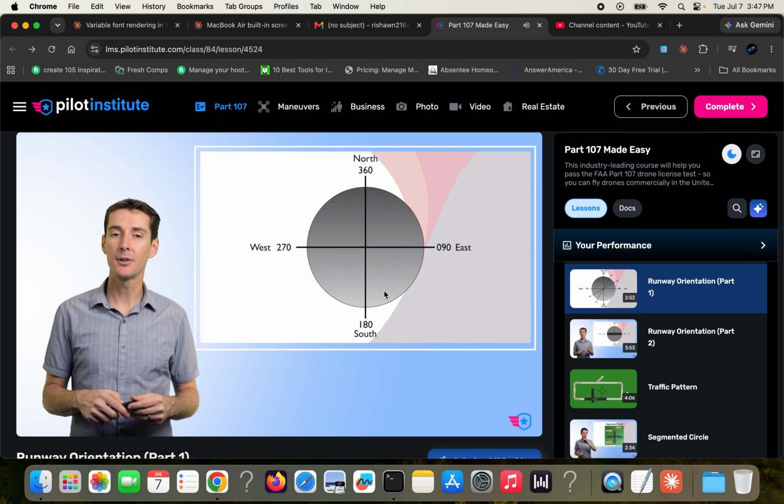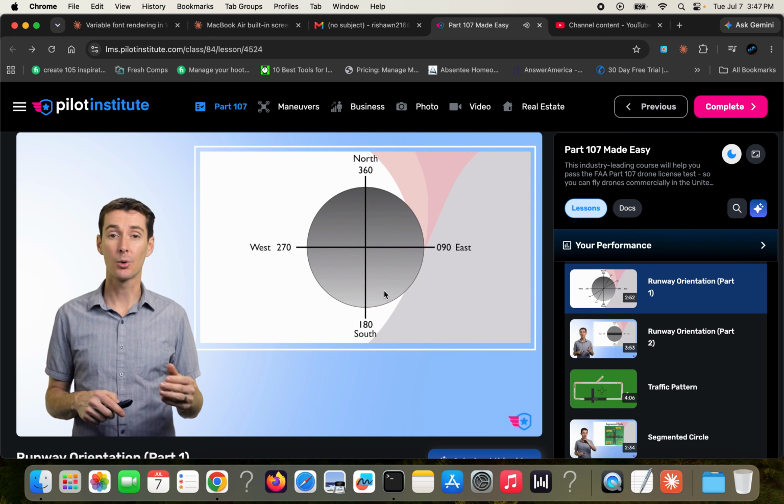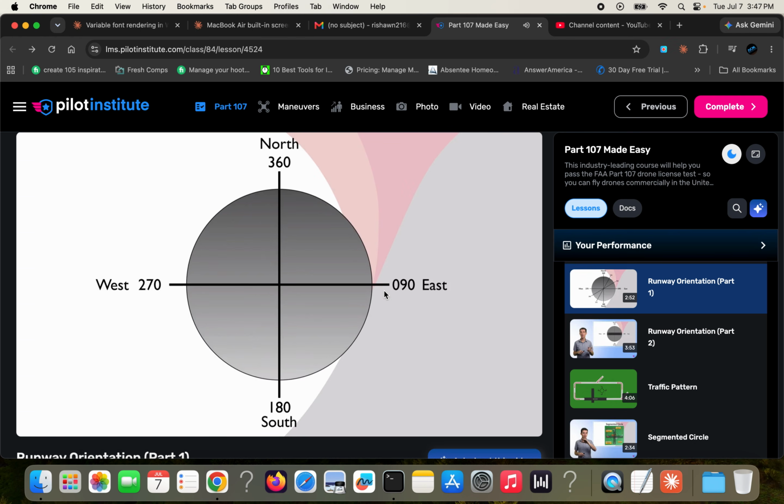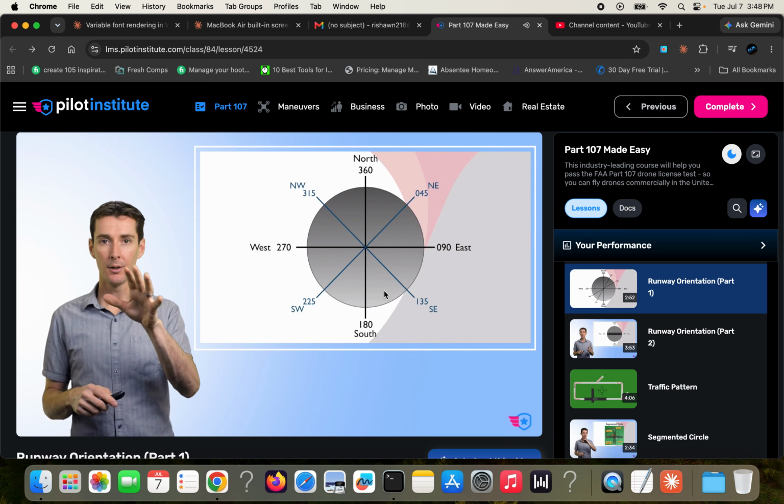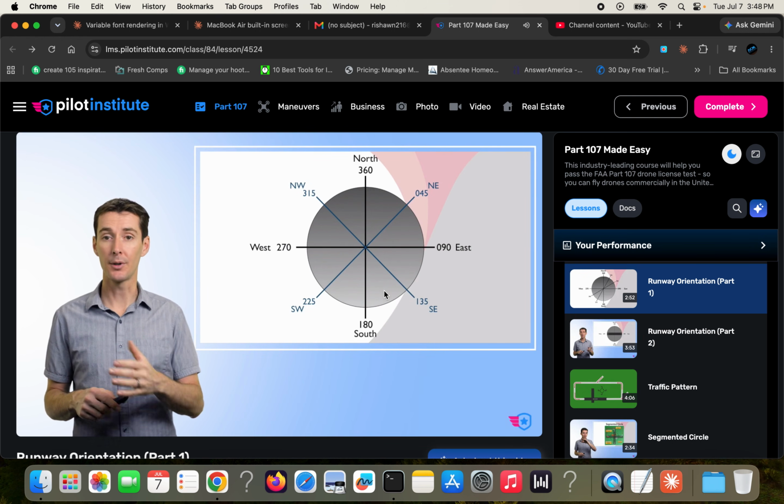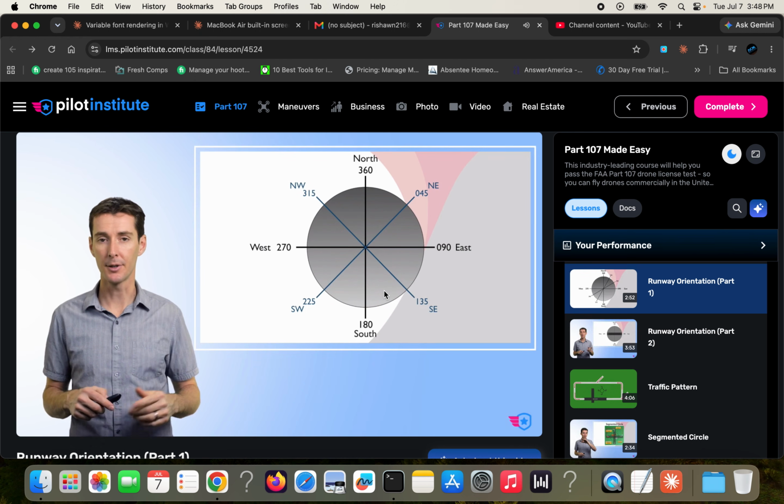Now, in some cases, you're going to hear people say northeast, southeast, southwest, and all of this. This is how it looks. 045 and 225 are the equivalent of northeast and southwest, with southeast at 135 and northwest at 315. You can see here that between north and east is northeast, between south and east is southeast, and so on and so forth.